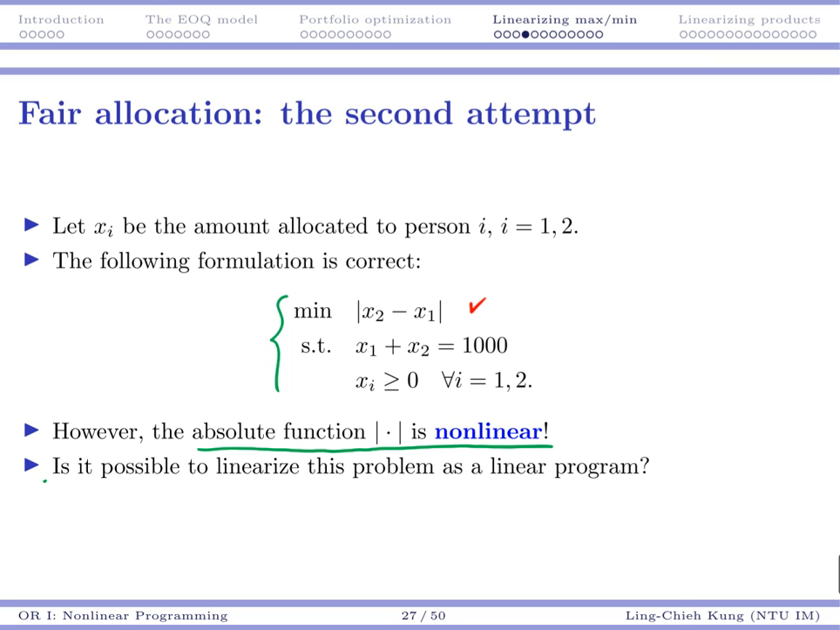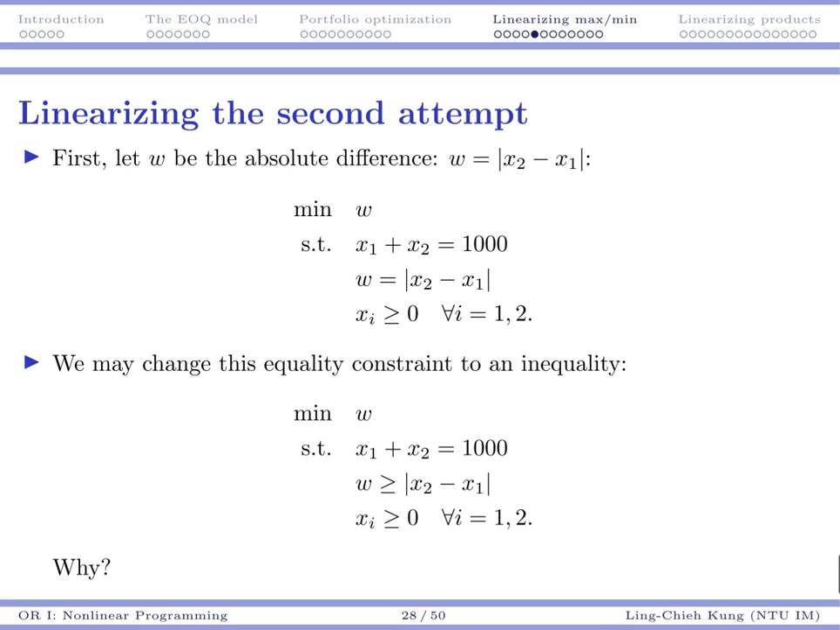We want to ask, is it possible to linearize the problem as a linear program? Of course, there's a way. Otherwise, it cannot be an example, right? So let's see how to do this. So the first thing is that, okay, I don't like that absolute value function. So I'm going to replace it by another variable called w. So I now want to minimize w. And I need to make sure that w is still equal to this absolute value of this difference.